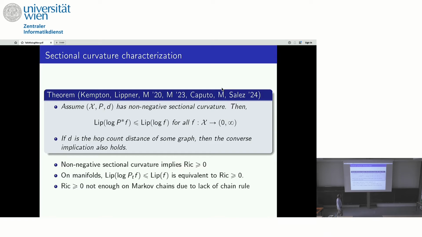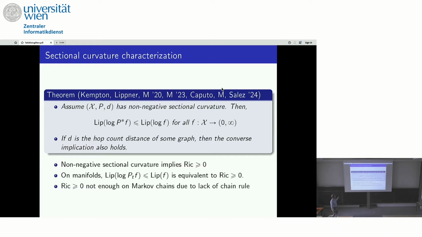Now there is a characterization, or at least some implication, of non-negative sectional curvature. I discovered this with my co-authors Mark Kempton and Gabor Lippner, and we didn't call it sectional curvature. We had a different combinatorial characterization, which turned out to be equivalent, and that is that we have the log-Lipschitz decay under the heat semigroup. It turns out that you also have another characterization using the L1 Bakry-Émery estimate, but I don't have this on the slides over here.